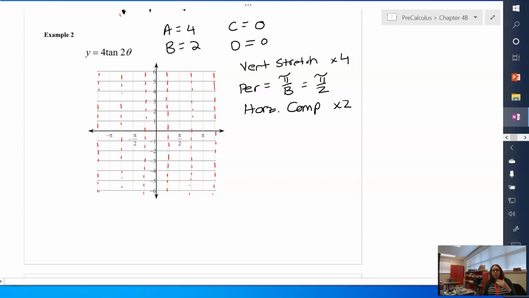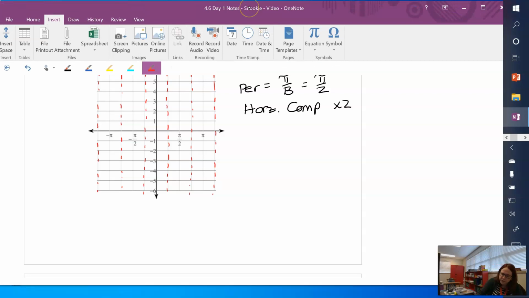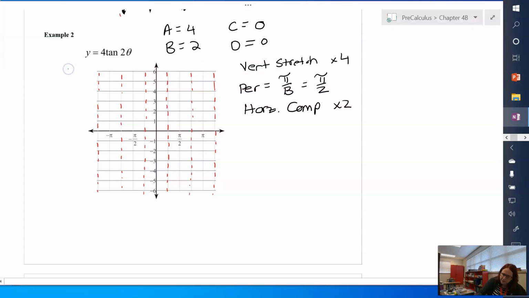Okay, now on the original tangent, we had points at 0, negative 1, and positive 1. So we would have a point here at 0. And then halfway to your asymptote, you have a point at 1. But we've got a times 4 stretch. So instead of having a point at 1, it's going to be up here at 4. And instead of at negative 1, it's down here at negative 4. So here's what this graph looks like.